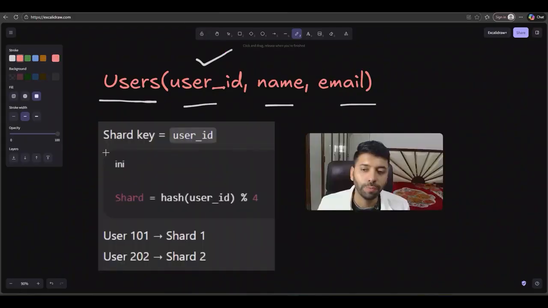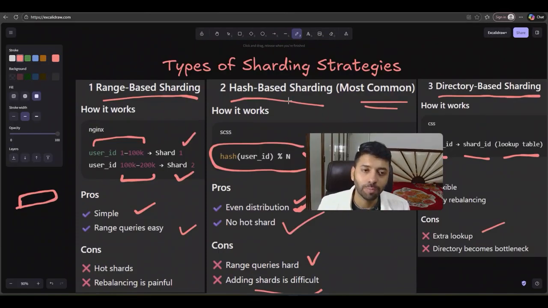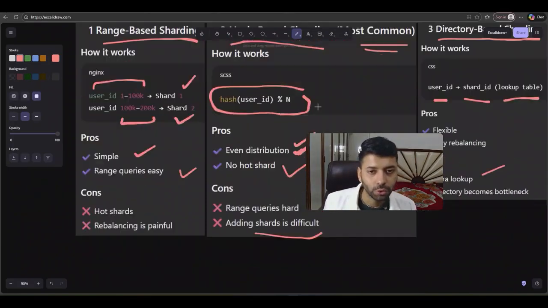User ID, right? So if we pick the shard key as user ID here, then we will decide the shard based on this user ID. We will use the hash-based sharding approach because this is the most common. So we will use this only.